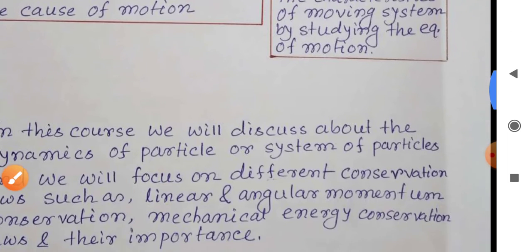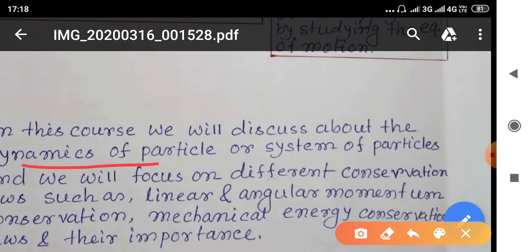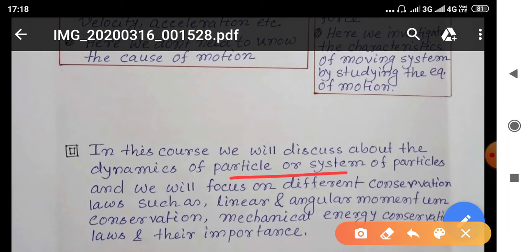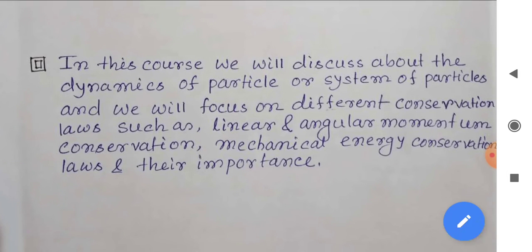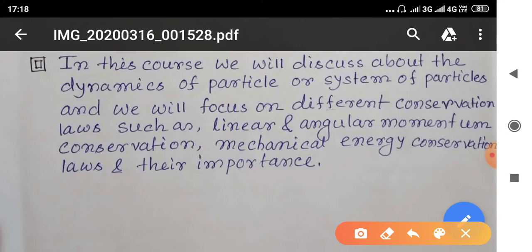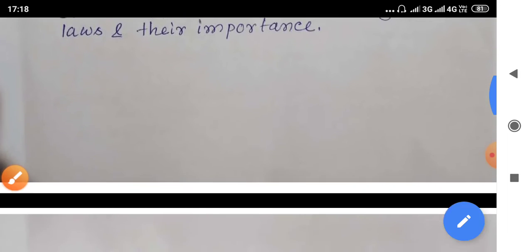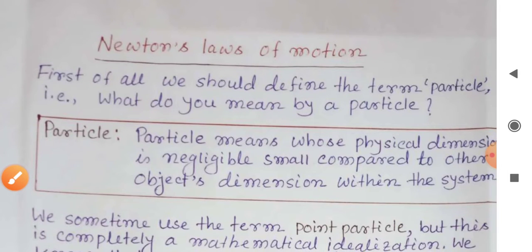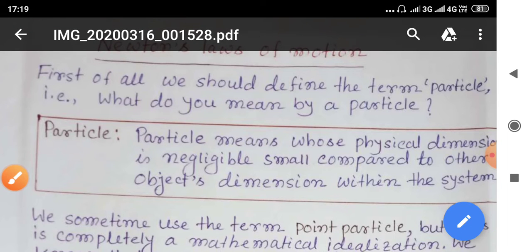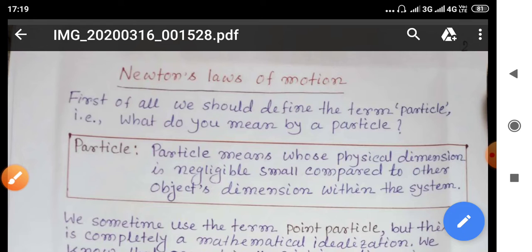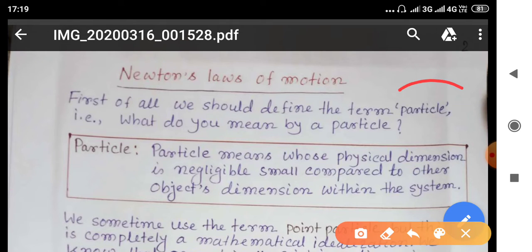In this course we will discuss the dynamics of a single particle or system of particles, and along with that we would like to discuss several conservation laws like linear and angular momentum conservation, mechanical energy conservation laws and their importance. So first we'll discuss Newton's laws of motion. But before going through the details of Newton's laws of motion, I would like to define a very important term which we frequently use, which is the particle.